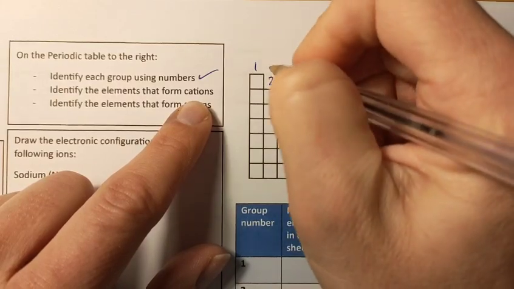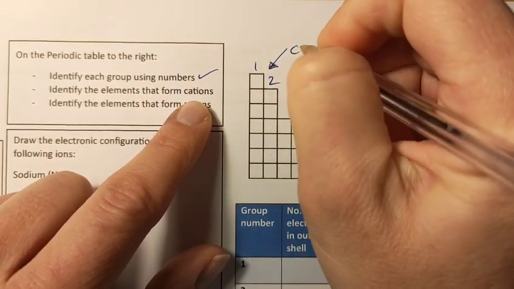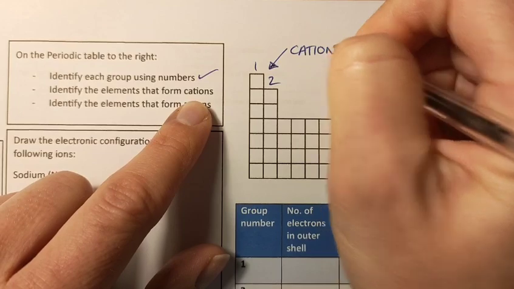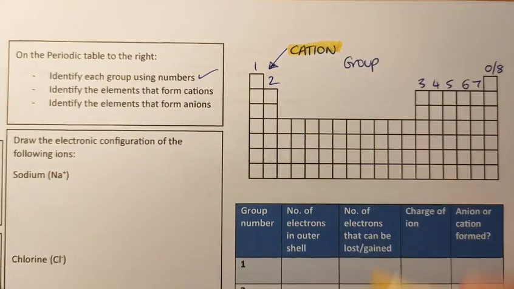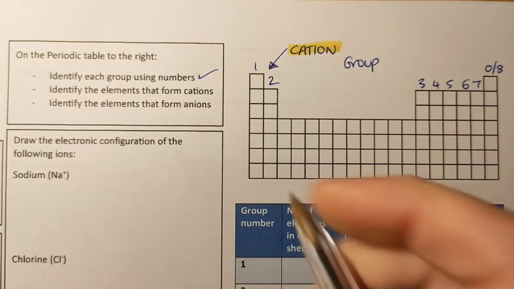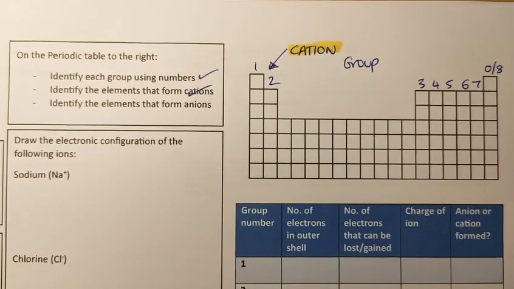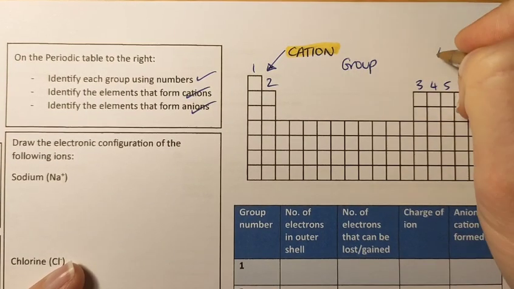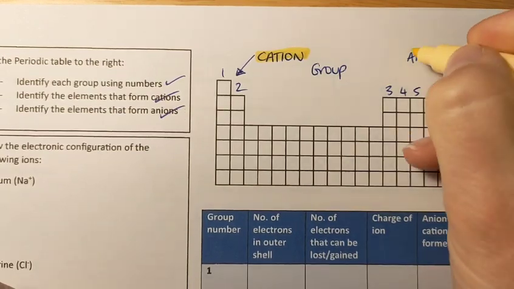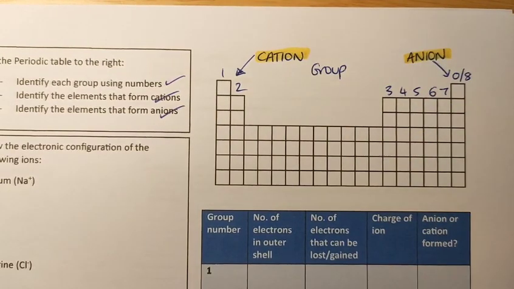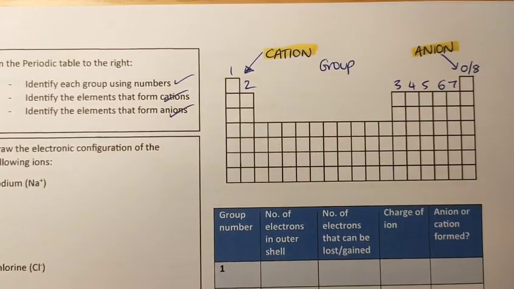Next one, identify the elements that form cations. Cations are over on this side. They are positive ions, so I'm going to highlight that. We'll talk more about positive ions shortly. That one's done. Identify the elements that form anions. These are negative ions. They're found on that side. So anion. There we go. Brilliant.